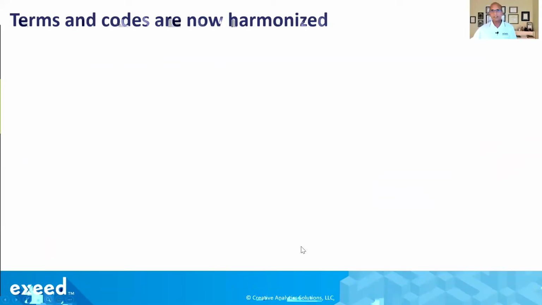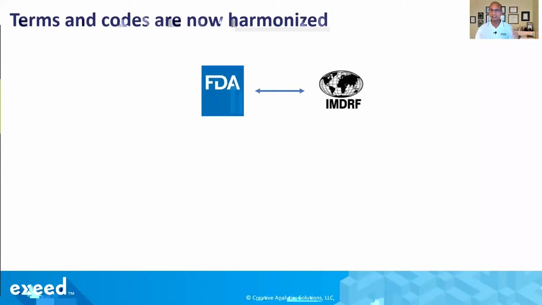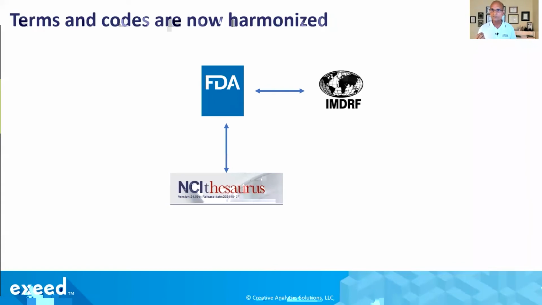Okay, so terms and codes are now harmonized to a large extent, right? FDA, IMDRF, actually pretty much one-to-one relationship is what I found. I'll give you some examples. NCIT Thesaurus, National Cancer Institute. Now, are you guys familiar with that? It took me a while to look this up. Anybody knows about NCIT? Yes, yes. You want to share your understanding or experience with that?